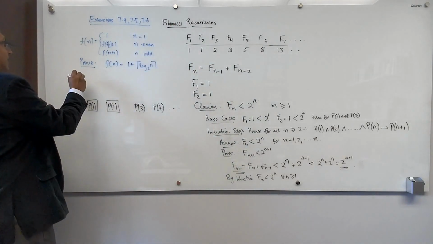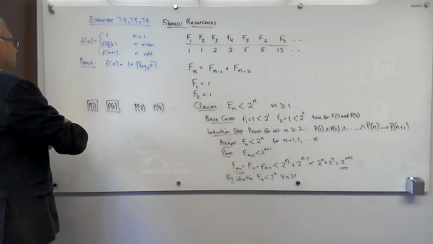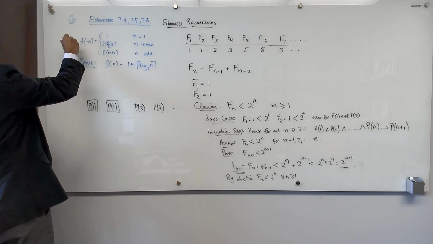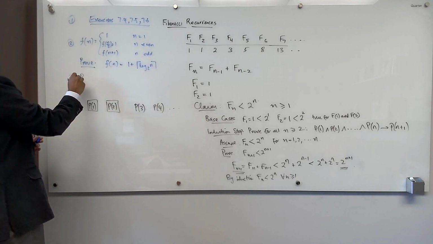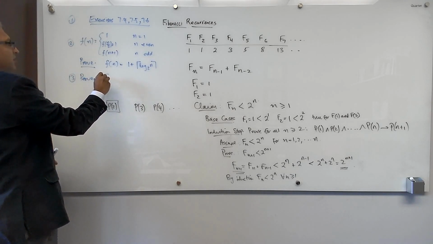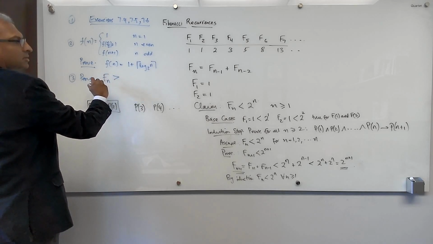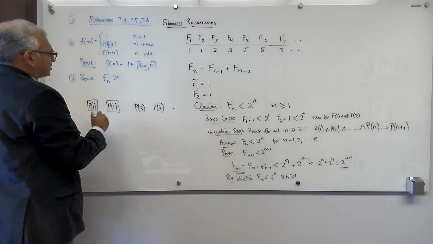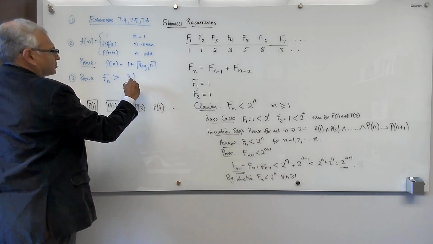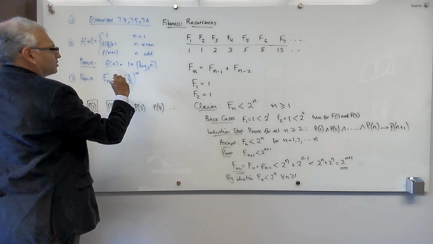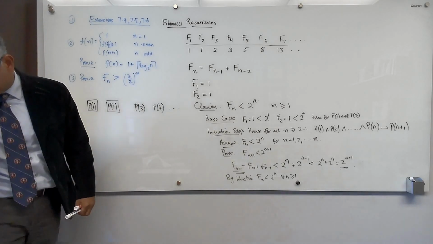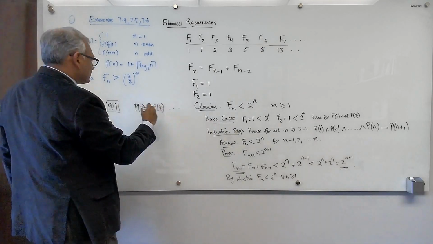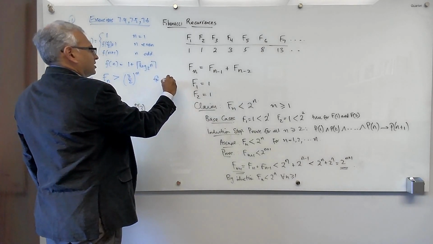So, continuing with this exercise. Let's call this exercise 1. Prove the Fibonacci number F(n) is greater than or equal to 3/2 to the power n, for some n large enough. And let me tell you what that n large enough is: for n greater than or equal to 11.